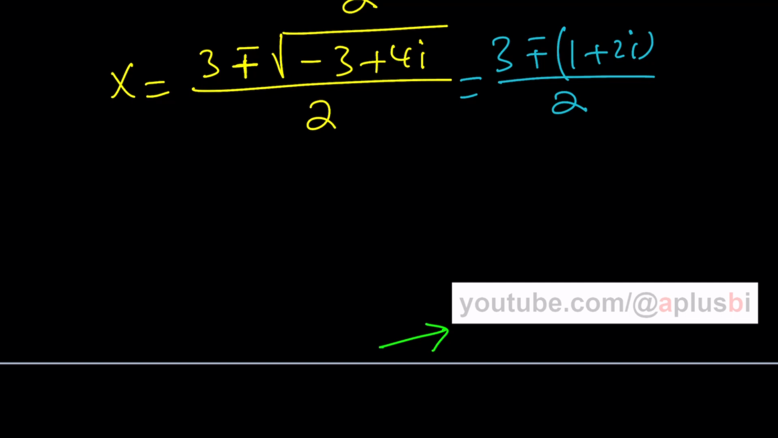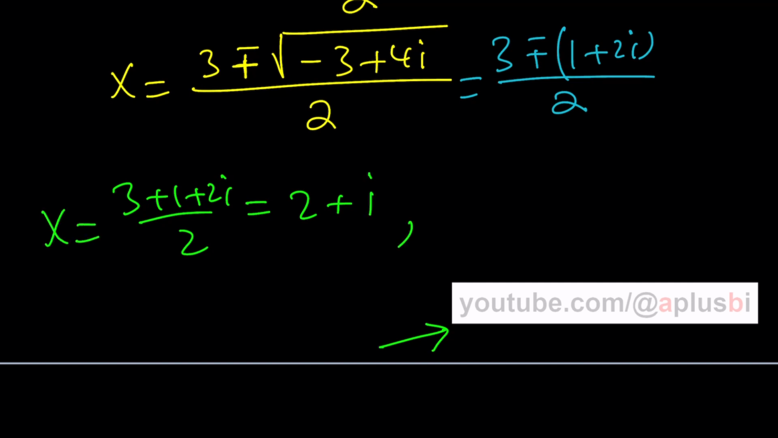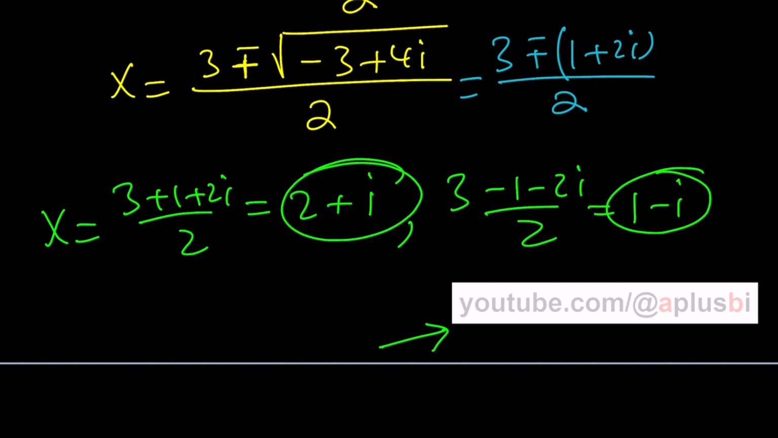Okay, now one of them is going to be (3 plus 1 plus 2i) divided by 2. It's going to be 4 divided by 2, 2i divided by 2, so 2 plus i. That's one of the x values. The other x value is just going to be (3 minus 1 minus 2i) over 2. That's 2, that's 1, that's minus i. So those are going to be the x values, the two solutions.